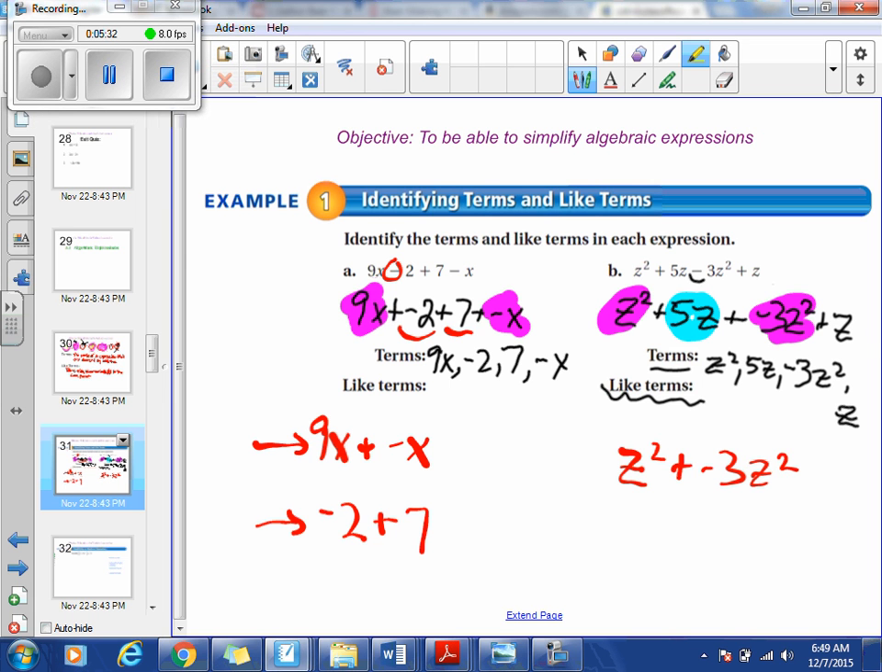I have 5z to the first power. Here's another z to the first power. So instead of saying I have 5 z's and one more z, I could say 6z. So since I can combine them, they're like terms. So I'm going to say like terms are 5z and 1z.